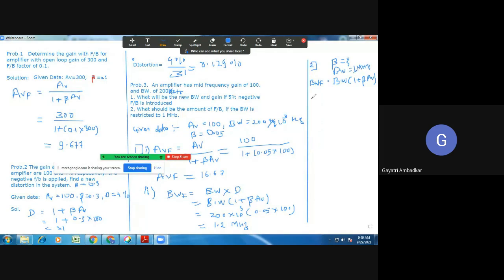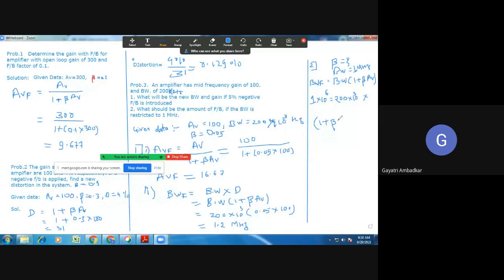Okay. So let's keep the new bandwidth as 1 megahertz, that is 1 into 10 raised to 6. This is equal to, what is the old bandwidth? 200 kilohertz. 200 into 10 raised to 3, into 1 plus A beta, you have to find.